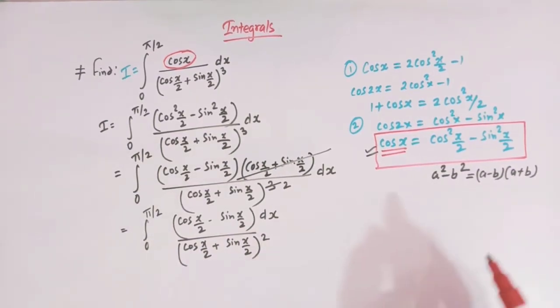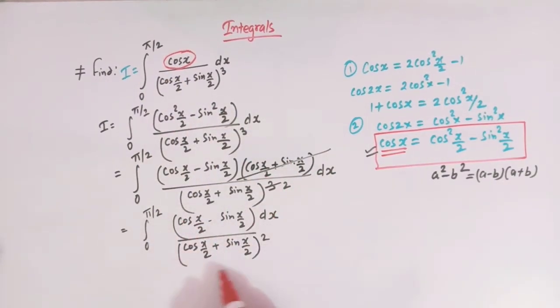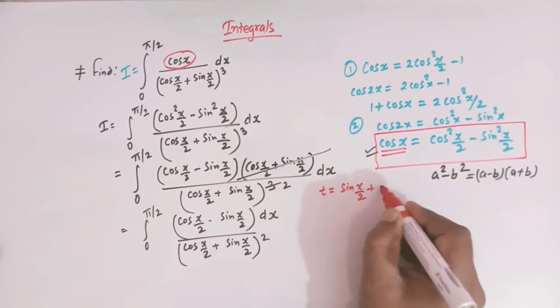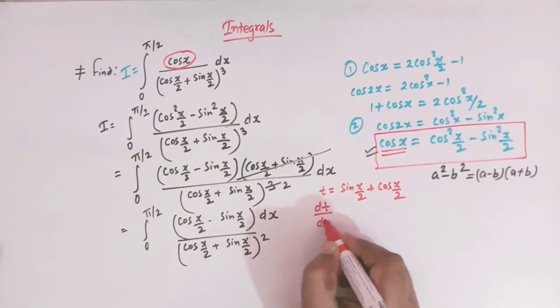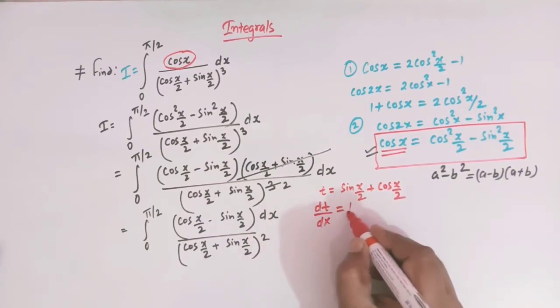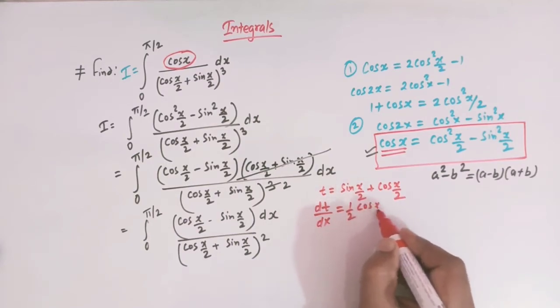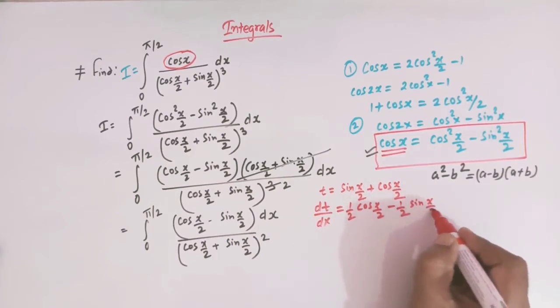Once we have used this identity, from this step onward we can make use of the method of substitution. If we substitute t is equal to sine x over 2 plus cos x over 2, then dt over dx is equal to half the derivative of sine x by 2, which is cos x over 2, and here we have minus half sine x over 2.